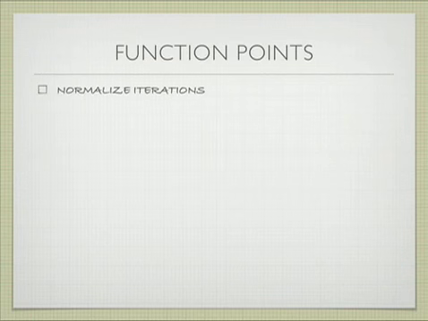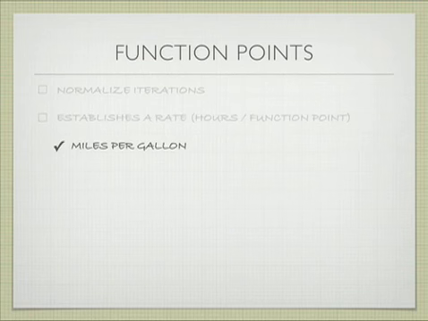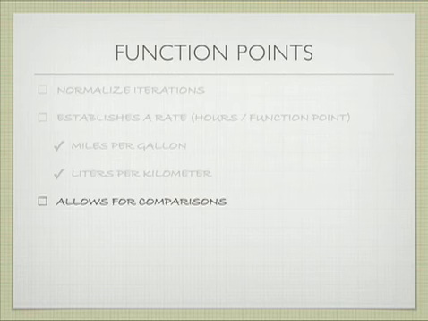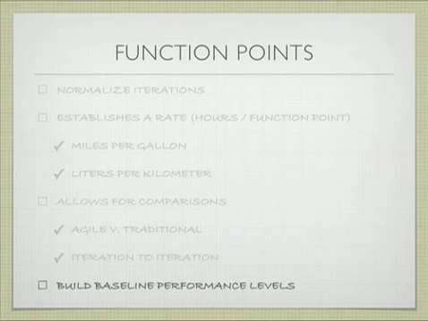Function points. Function points will help you normalize all your iterations. It establishes a rate like hours per function point, a rate similar to miles per gallon, or similar to liters per kilometer. Allows for comparisons. It allows you to compare Agile versus traditional, iteration to iteration, and it actually will help you build baseline performance levels.